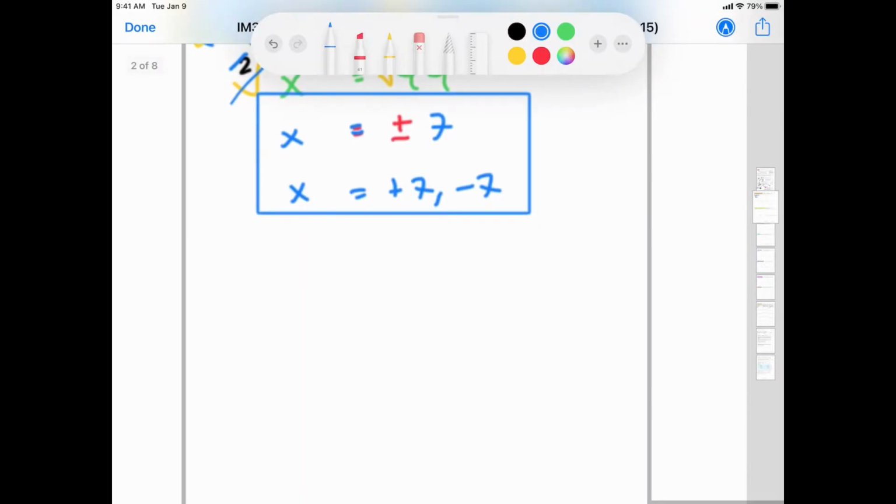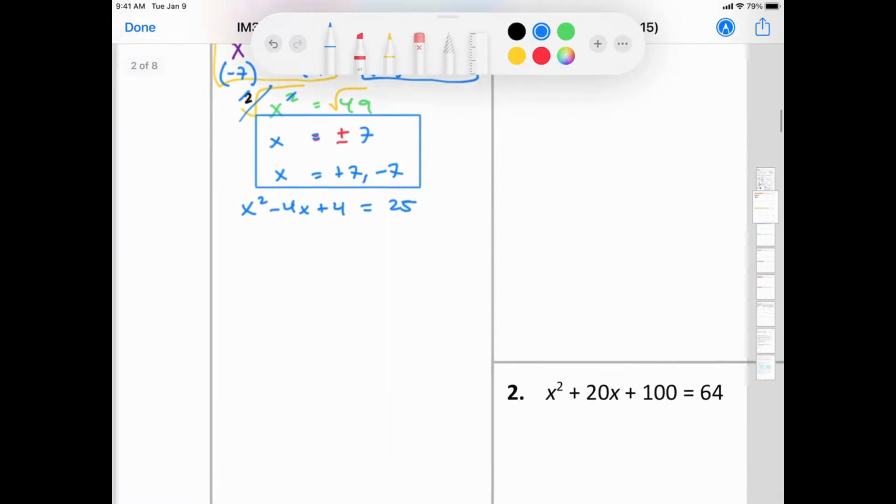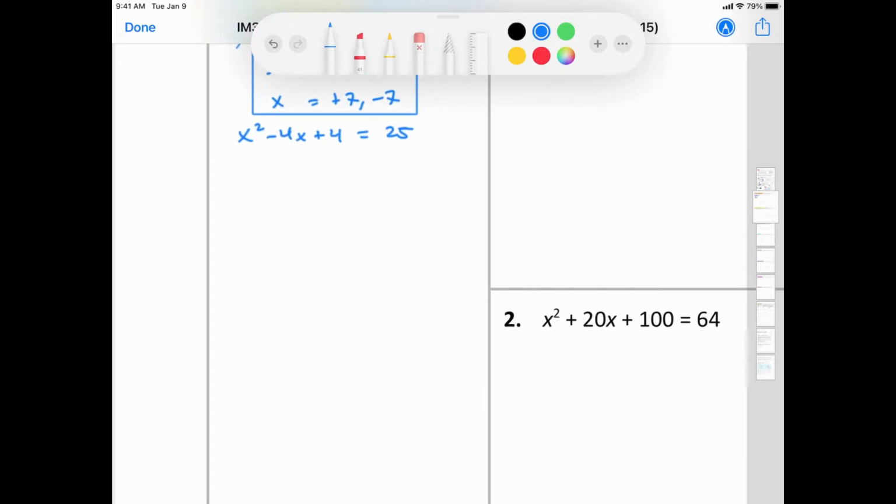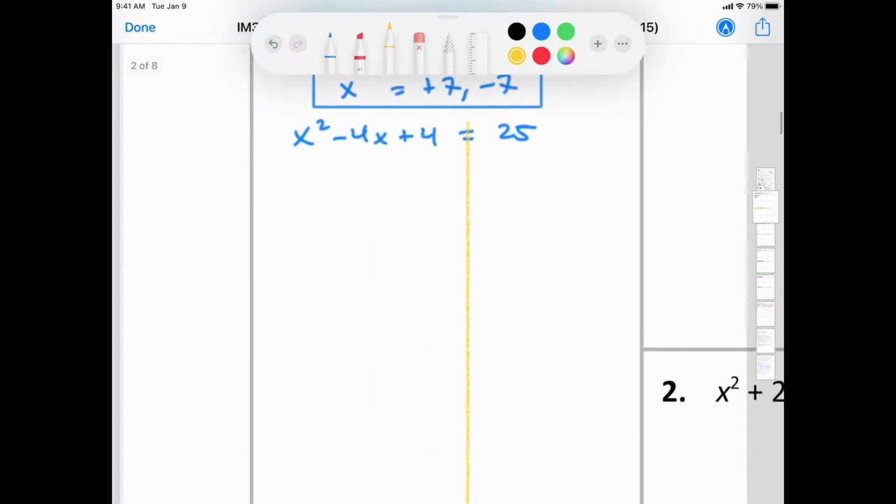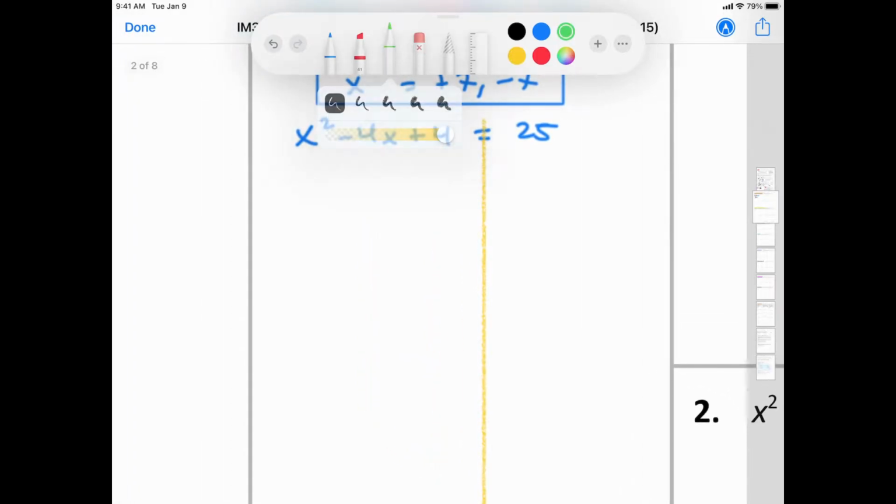Okay, here's the problem I want you to do: x squared minus 4x plus 4 equals 25. Now what I want you to notice in this problem is that there is a way of factoring. Which side do you think we can factor? Well, if you said the left side, that is correct. Let's go ahead and factor this.